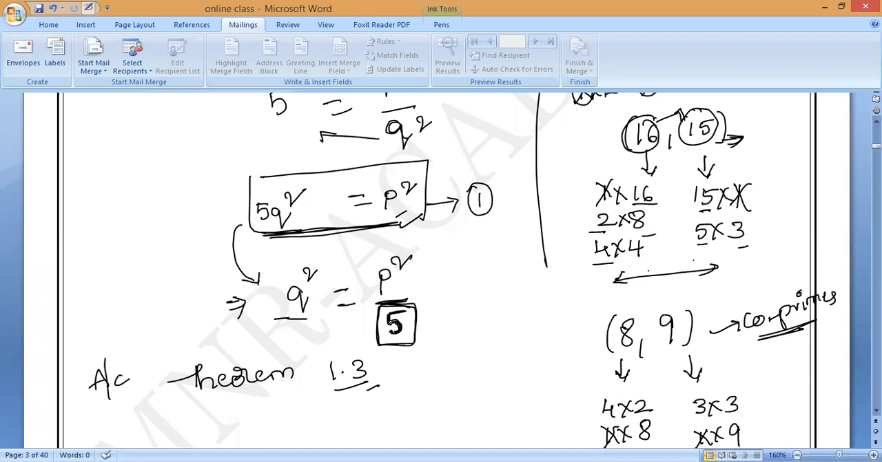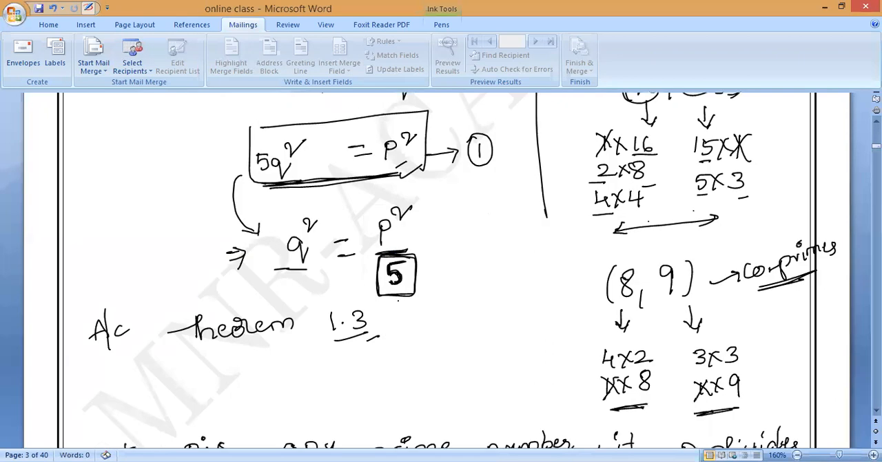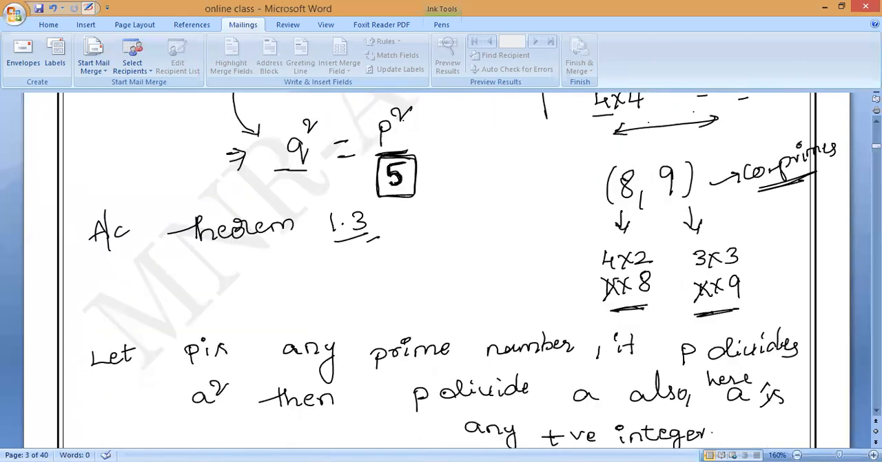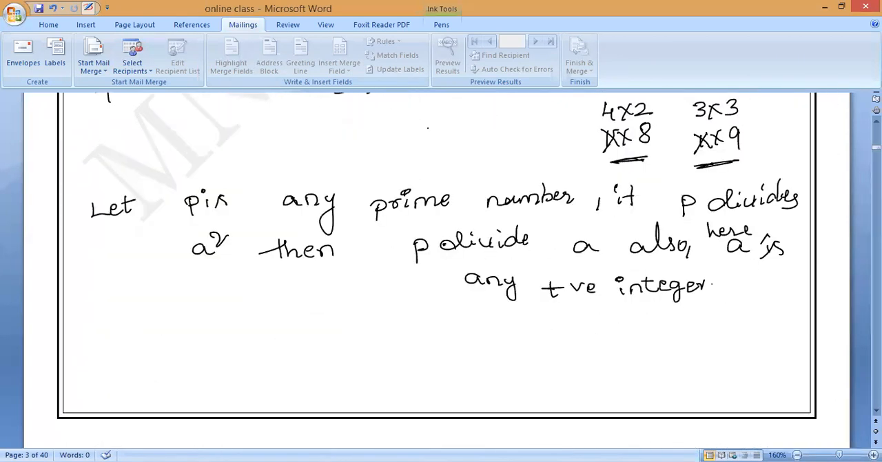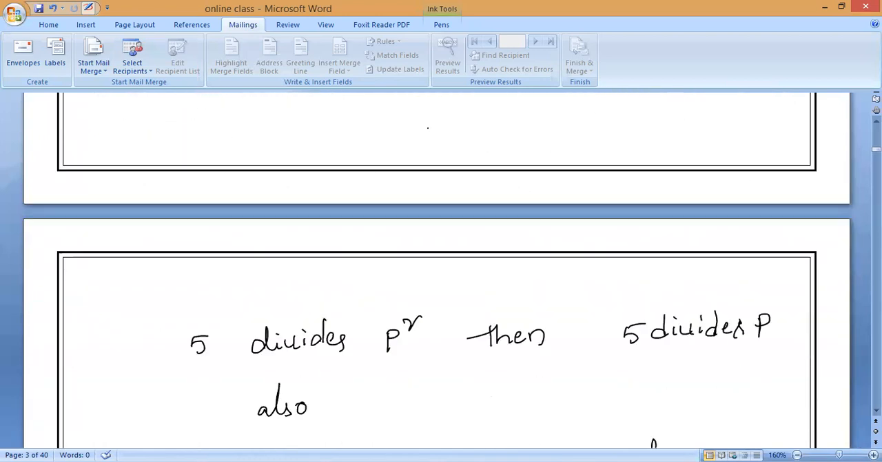5 is the prime number which divides p square. Then 5 divides p also, correct? p square and p. Yes, ma'am. According to the theorem, 5 divides p also, correct? So 5 divides p means it is exactly divisible. So p has one common factor, that is 5.